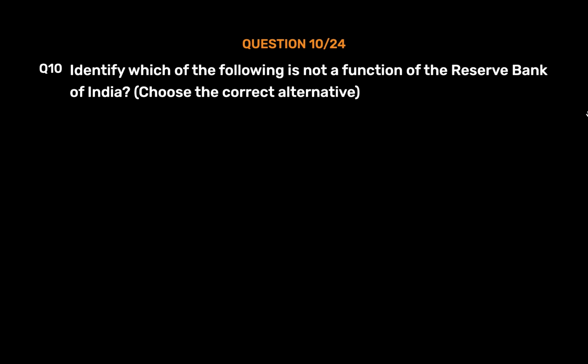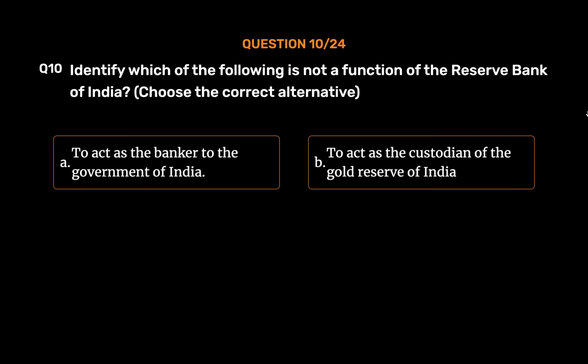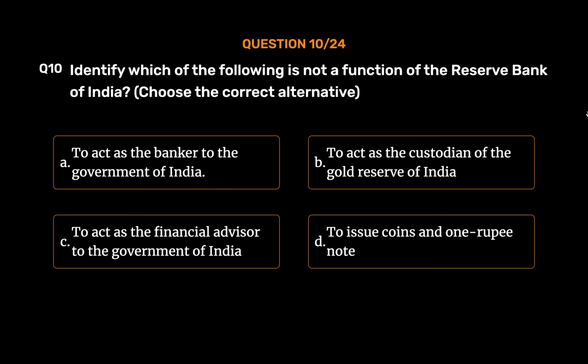Question number 10. Identify which of the following is not a function of the Reserve Bank of India. Choose the correct alternative. Option A. To act as the banker to the Government of India. Option B. To act as the custodian of the Gold Reserve of India. Option C. To act as the financial advisor to the Government of India. Option D. To issue coins and 1 rupee note.